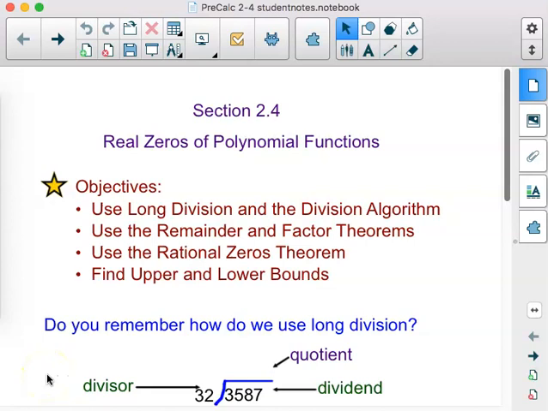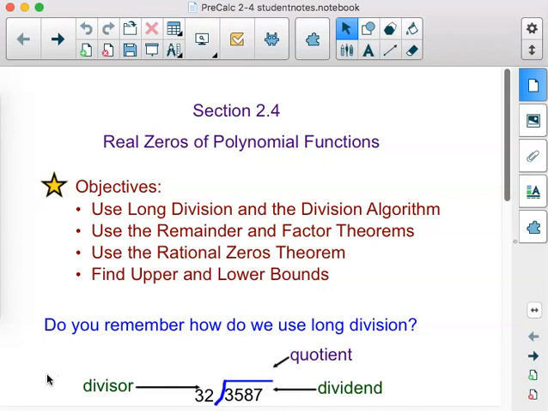We're on the second day of section 2.4, and we have the real zeros of polynomial functions. We had a pretty good start on talking about those with the long division and division algorithm, and today we're going to talk more about factoring as far as the remainder and factor theorems, and using the rational zeros theorem and finding upper and lower bounds.